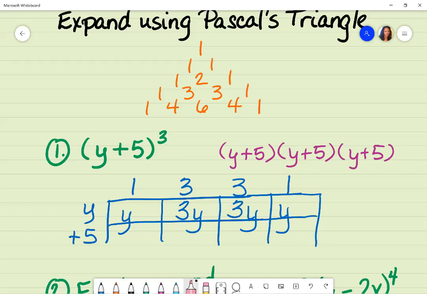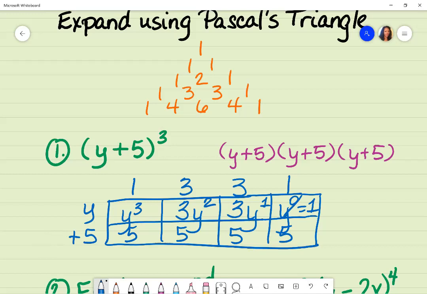Now I go to my exponent and I start with that and I count down. 3, 2, 1, 0. Anything to the 0 power is automatically 1. Now I go to my next row and whatever's on the outside, including the sign, goes in every box. You do not use the coefficients that are above the table, only what's shown here. So now I go in the opposite direction, starting with 0. Anything to the 0 power is simply 1. So that is 0, 1, 2, 3.